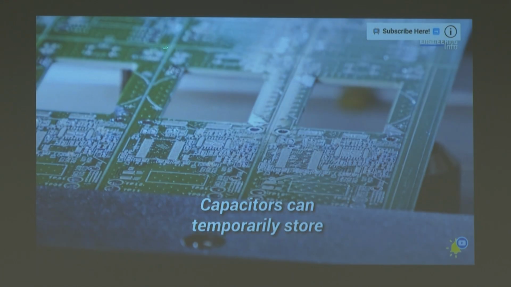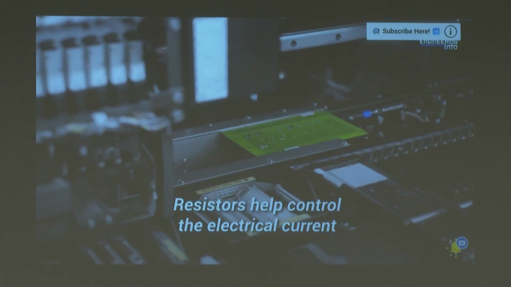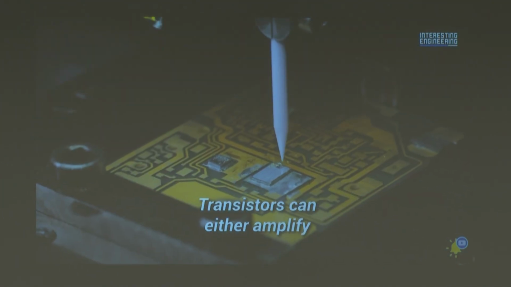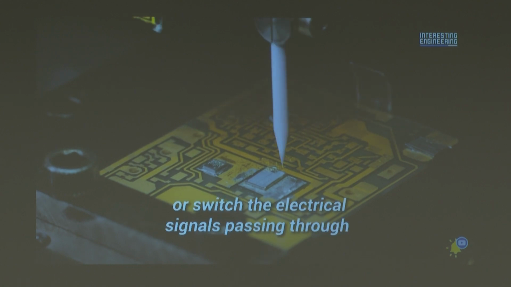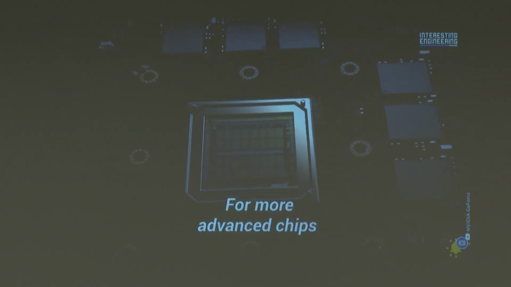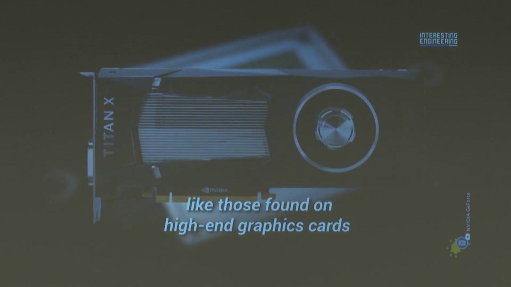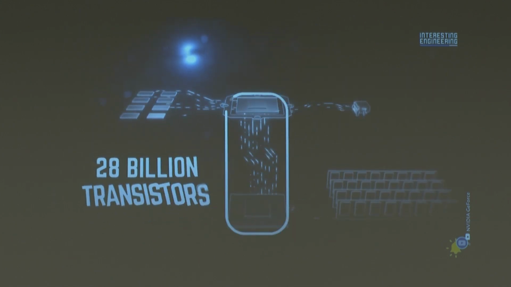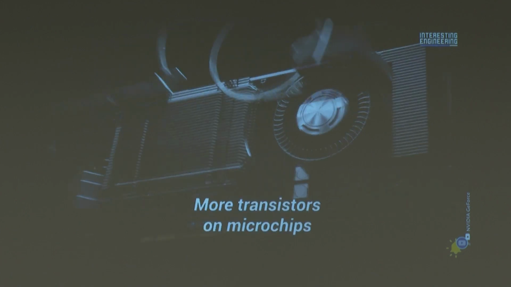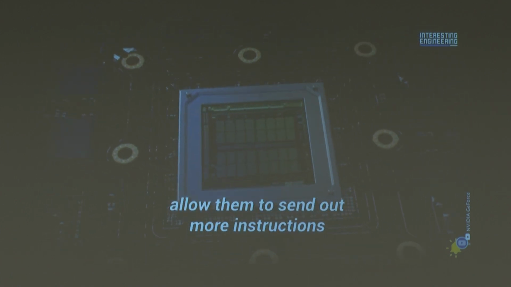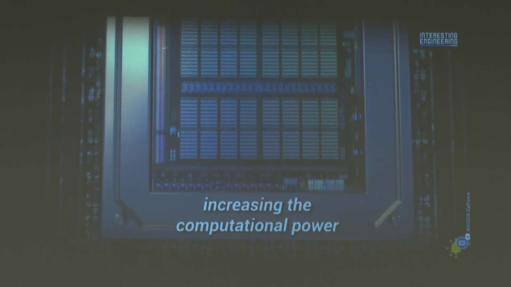Capacitors can temporarily store an electrical charge. Resistors help control the electrical current. Transistors can either amplify or switch the electrical signals passing through. For more advanced chips, like those found on high-end graphics cards, there can be upwards of 28 billion transistors on board. More transistors on microchips allow them to send out more instructions, increasing the computational power.